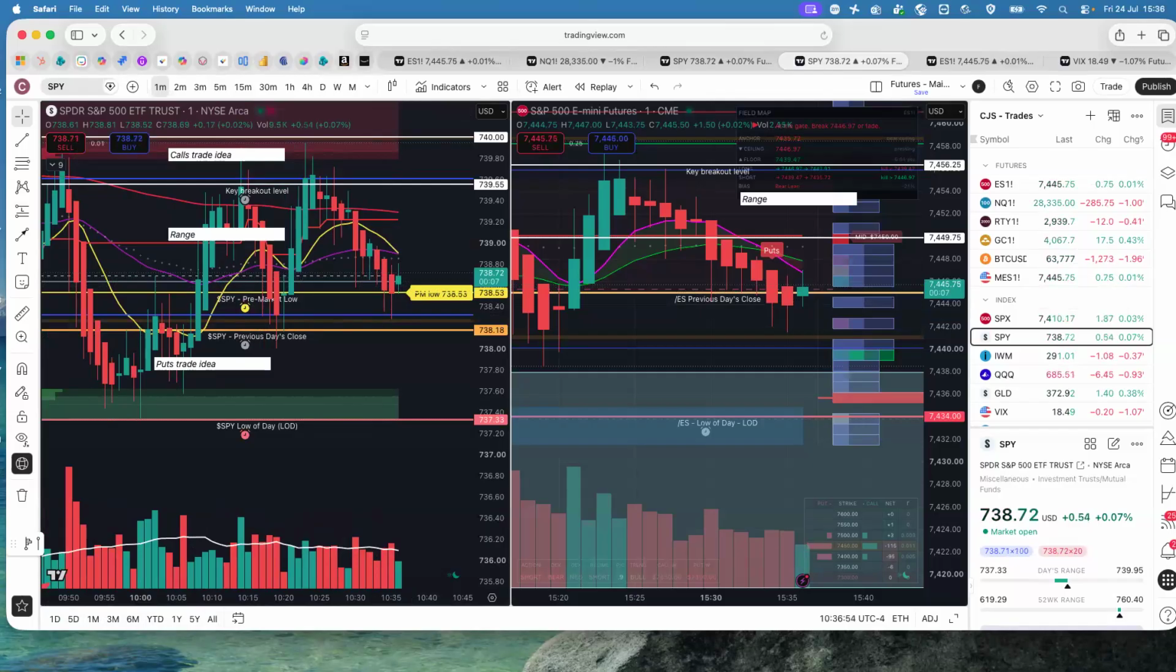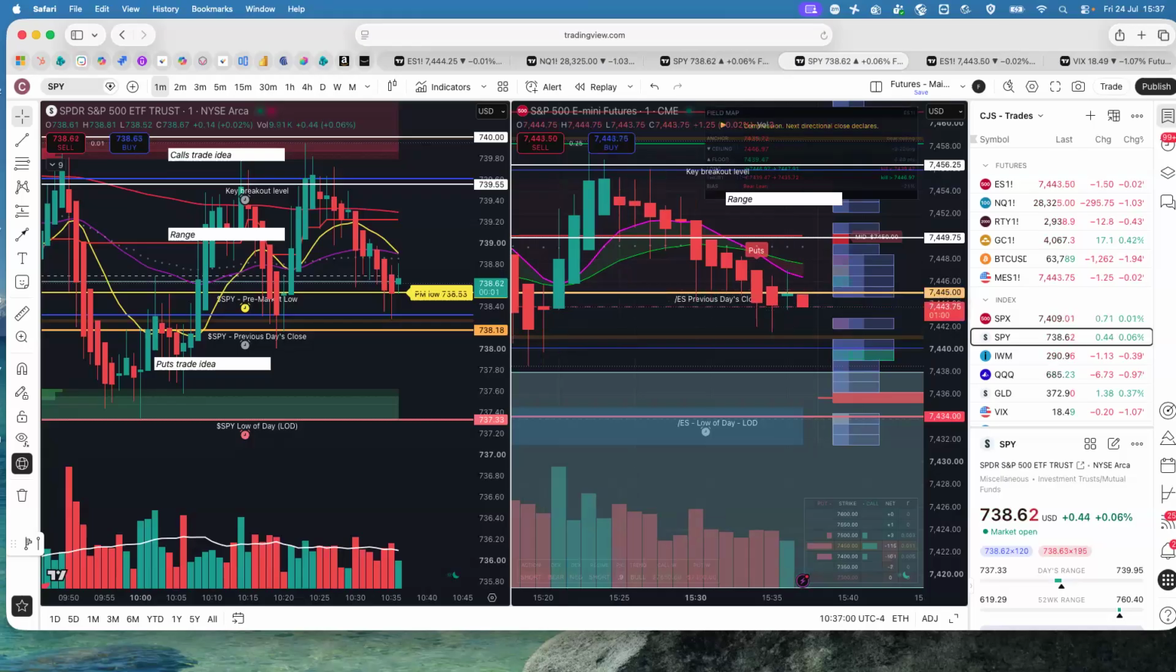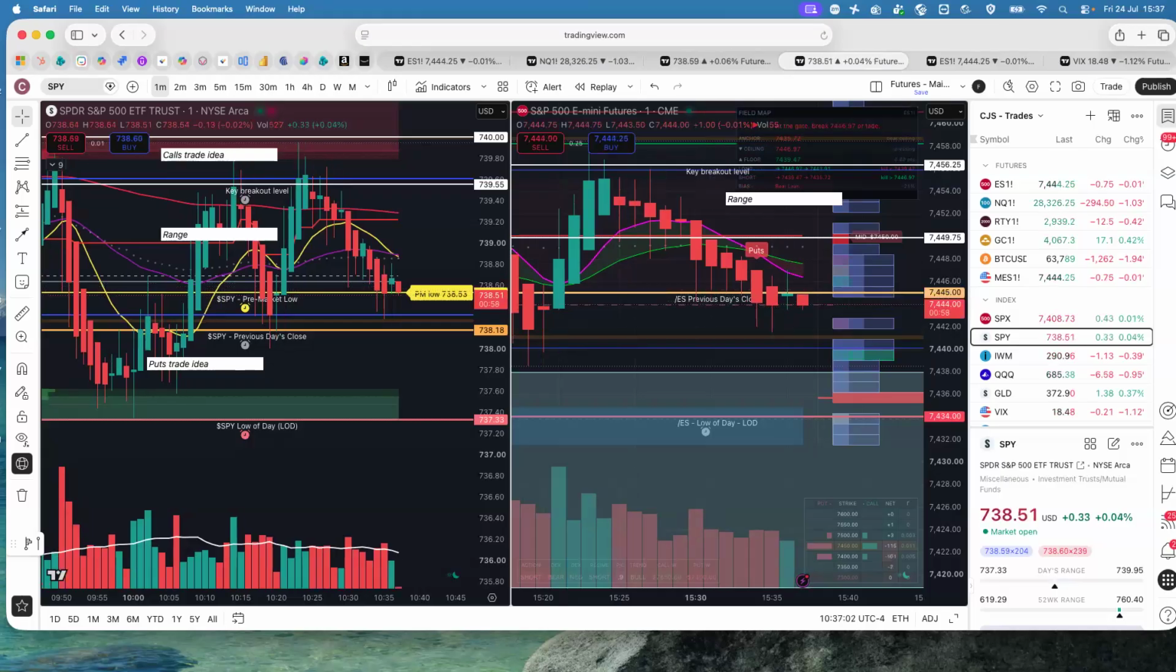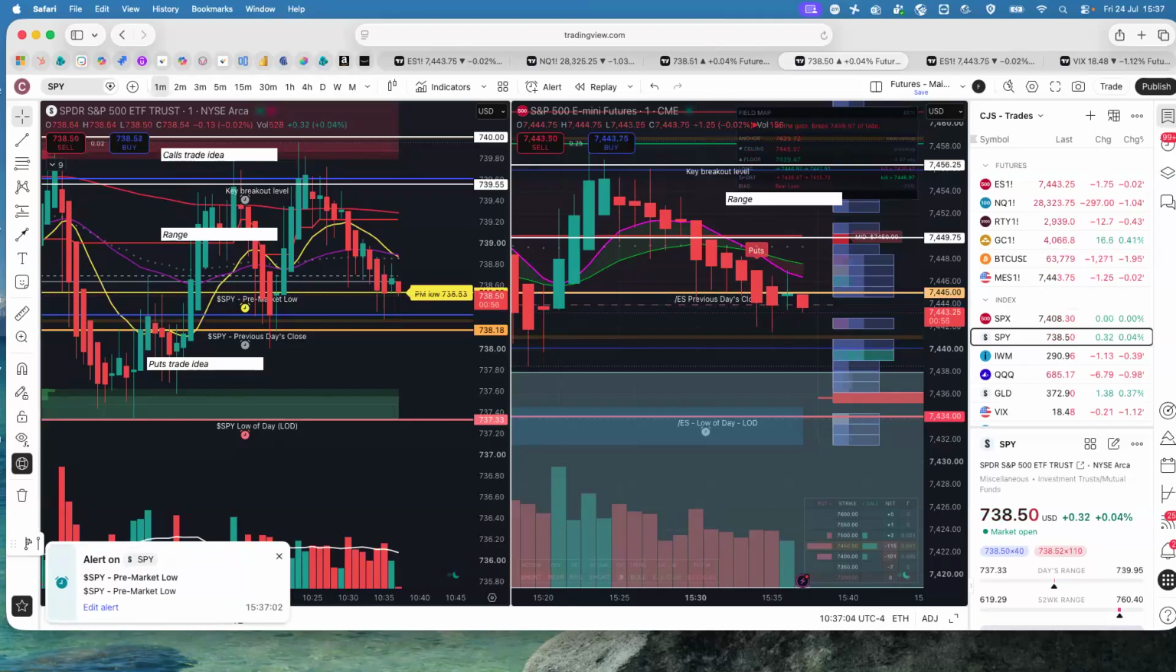What do you mean? You mean for puts? For SPY? Yeah, for SPY. No, because there's a trade opportunity here below previous day close. Remember, trade opportunities are based on market structure. It has to be based on that, so only take puts when it goes below low of day. It's based on market structure.